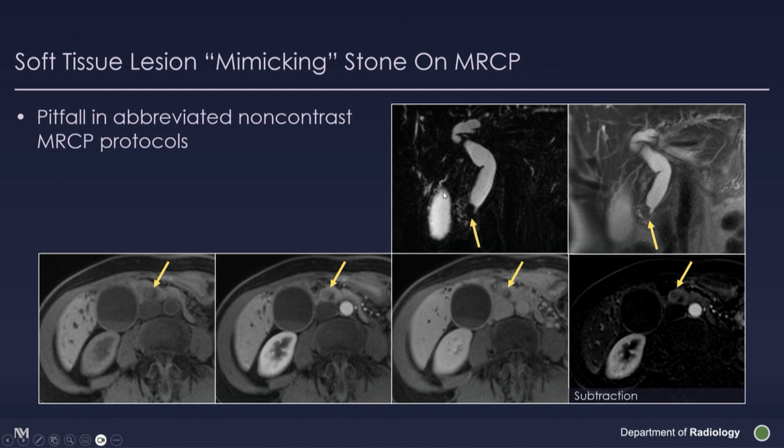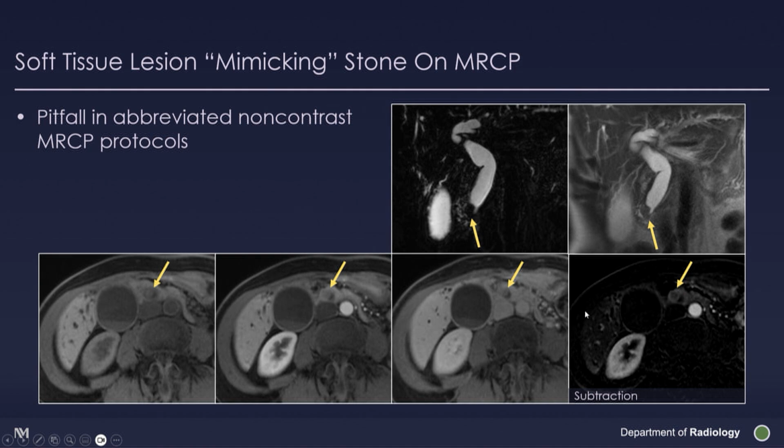Another example, obviously if I'm giving a talk, I'm showing less common things, but it's important for you to realize, here's another filling defect on the T2. It looks like it's a stone, but notice there's some subtle enhancement. How do I know there's subtle enhancement? Because you can do subtraction images, and by doing the subtraction images, it nicely illustrates the presence of enhancement.